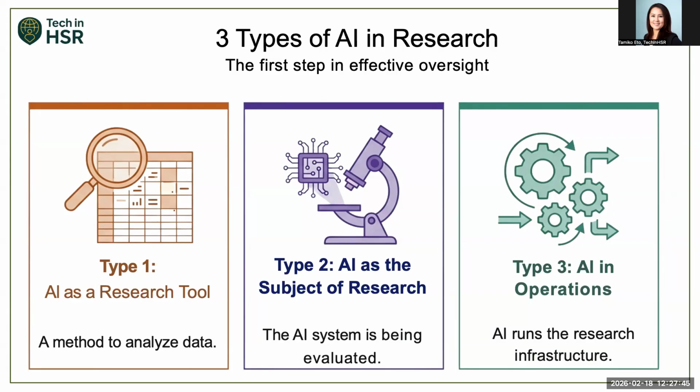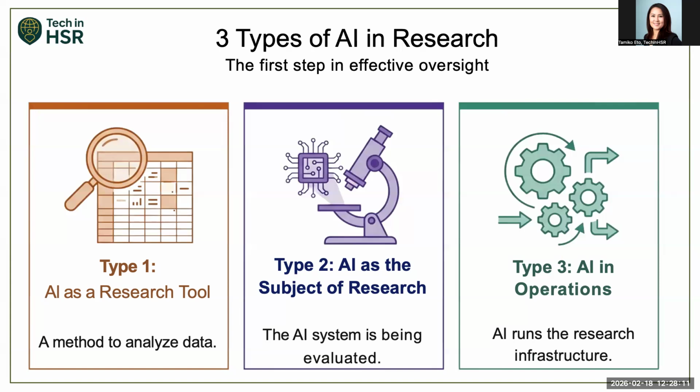So here's the framework. Type 1, AI as a research tool. That's a method, right? For example, analyzing data. Type 2 is AI as the topic or the subject of the research. So the AI system is being evaluated. And then type 3 is AI in administration or operations. So essentially, the AI is running the research infrastructure to some extent.